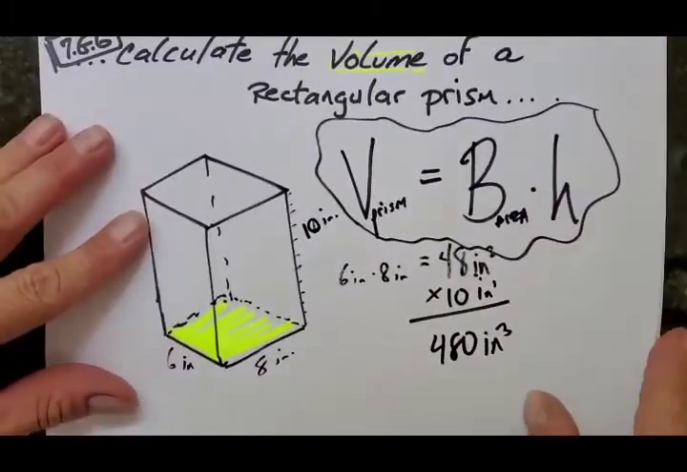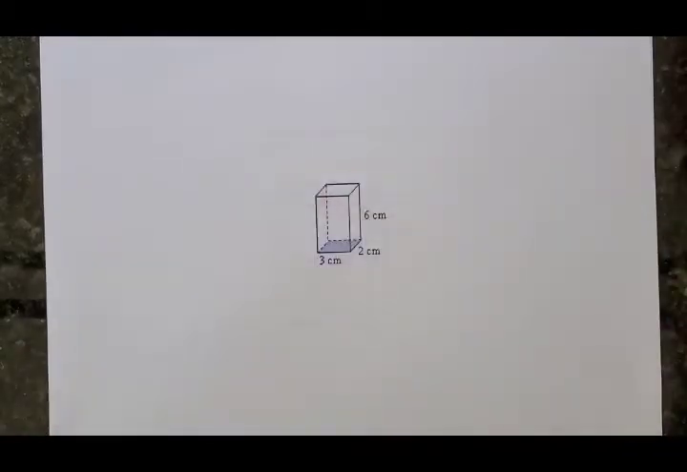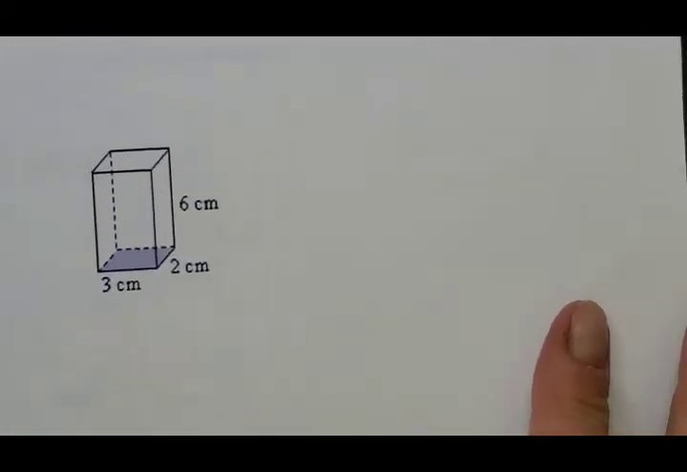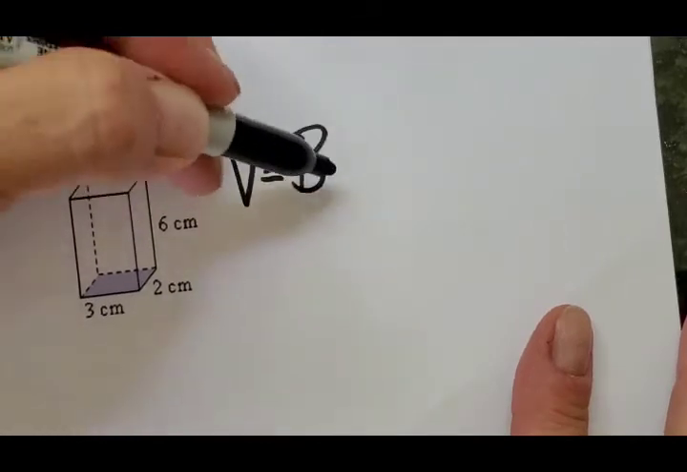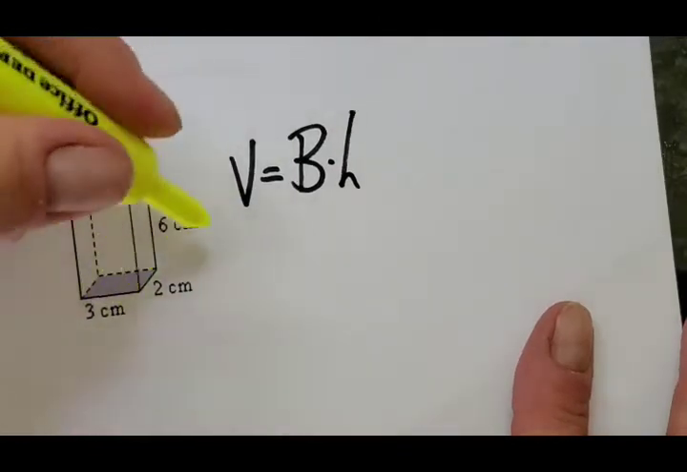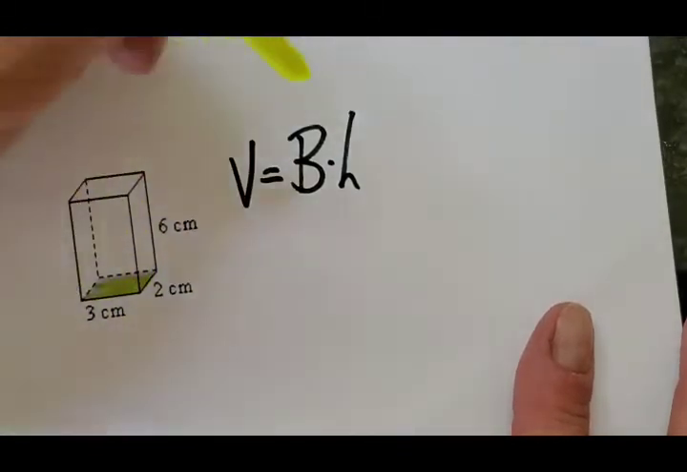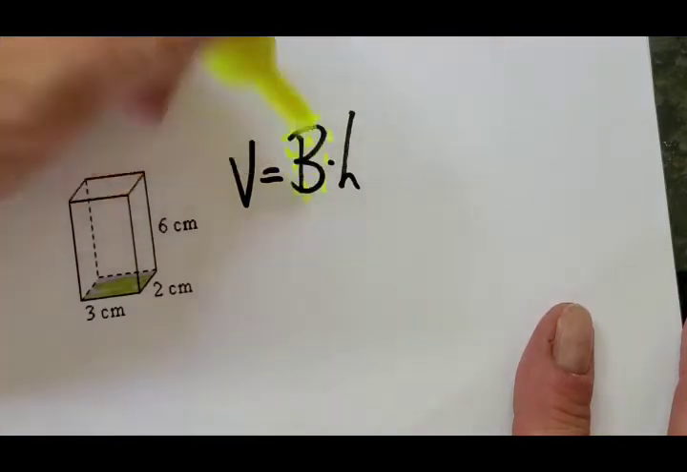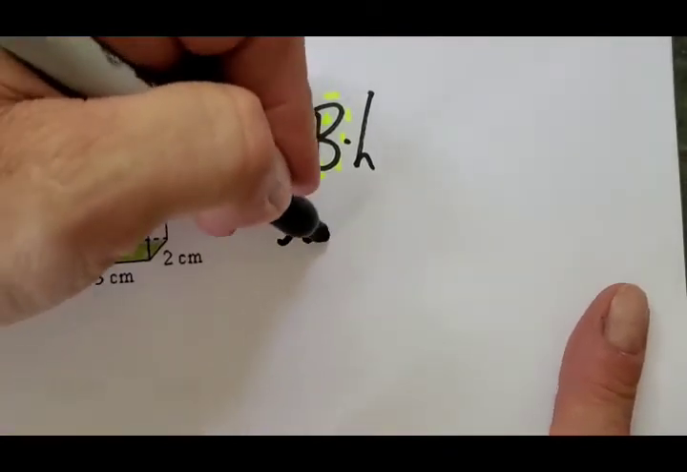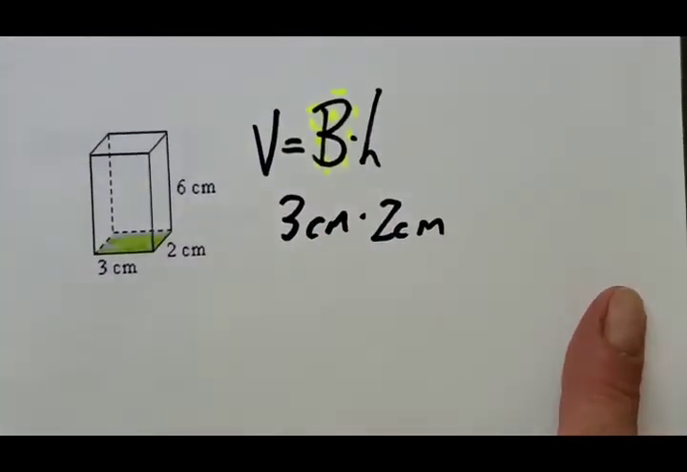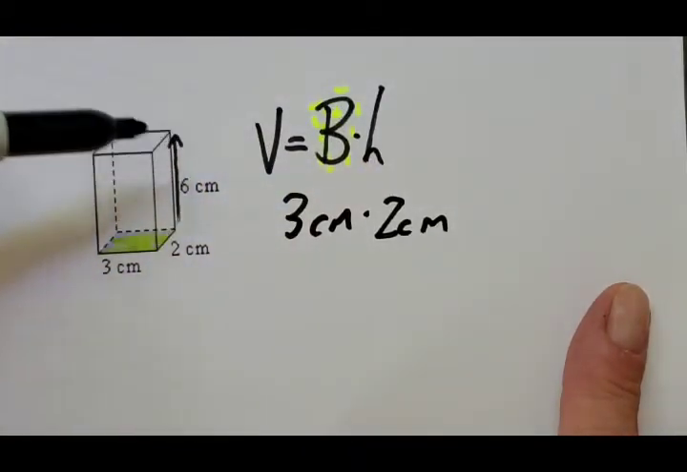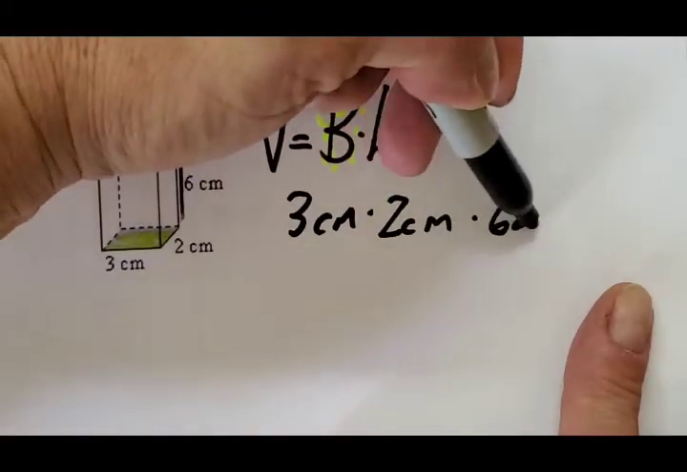All right, so we'll do a couple more. Let's do this one, okay? To find the volume of this, we're going to find the area of the base. To do that, we're going to figure out the area of this figure here. I'll try to color coordinate it. So then we will take 3 centimeters times 2 centimeters. We will take that and multiply it with the height of the prism. In this case, it is 6 centimeters.